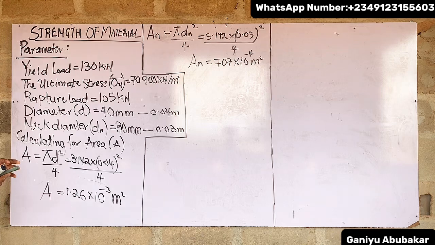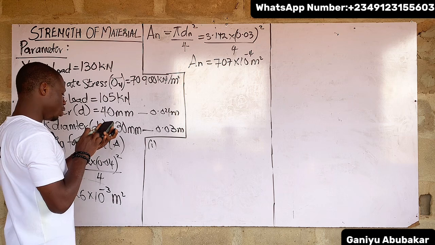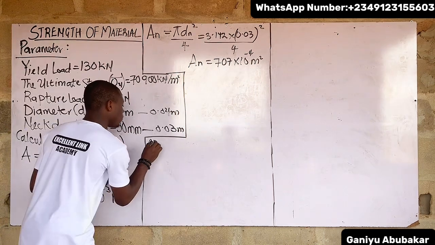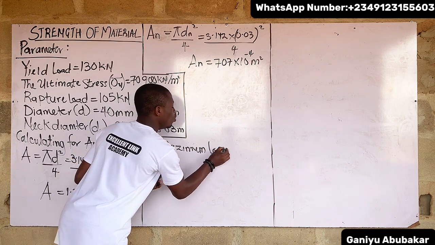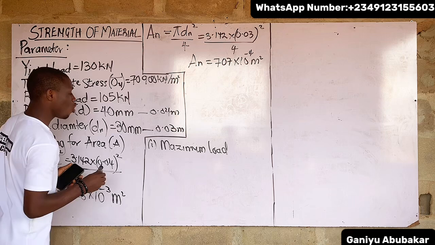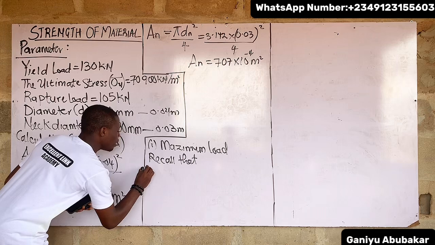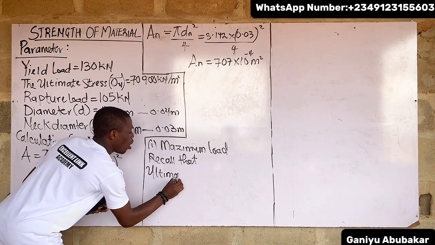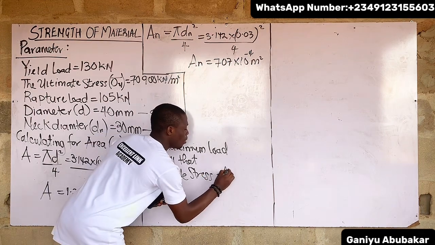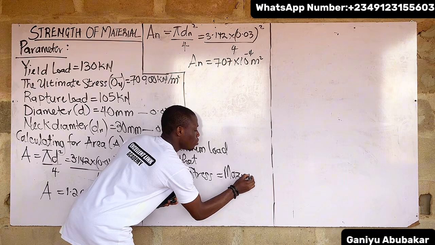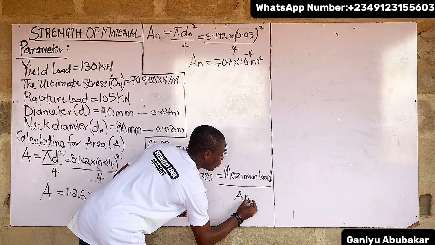So what does question number 1 say? It says calculate the maximum load. So I'm looking for maximum load. How do you get my maximum load? Recall that ultimate stress is equal to maximum load all over area, please.